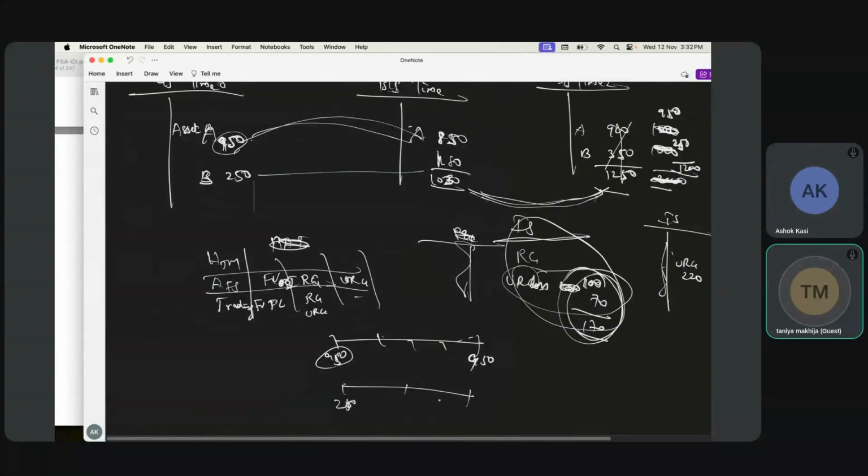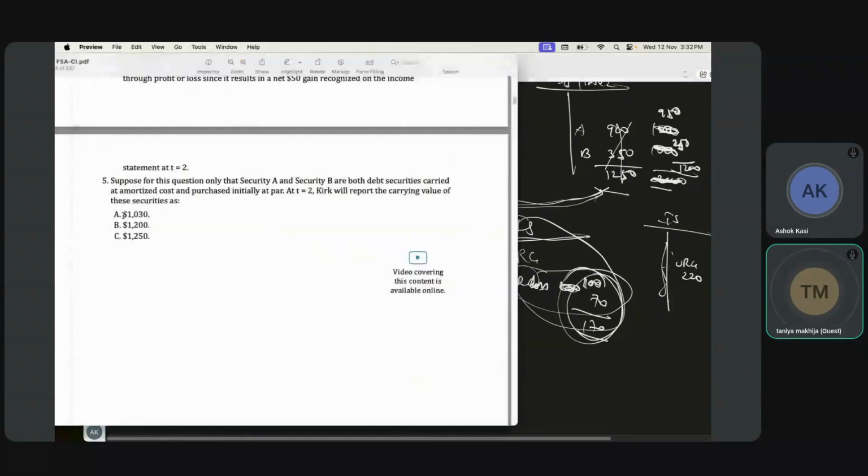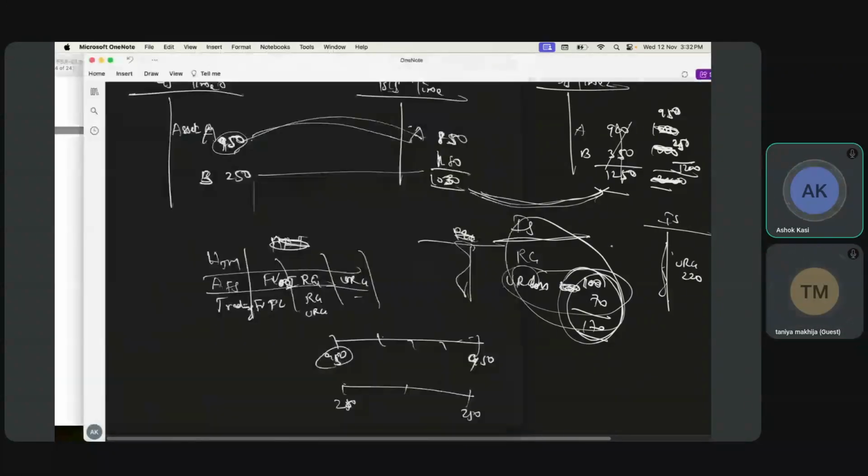And they've asked, at T2, what will be the carrying value? At T2, the carrying value is 1200 total. It will reach par value. It will become 1200. It's a little bit confusing. Not clear.